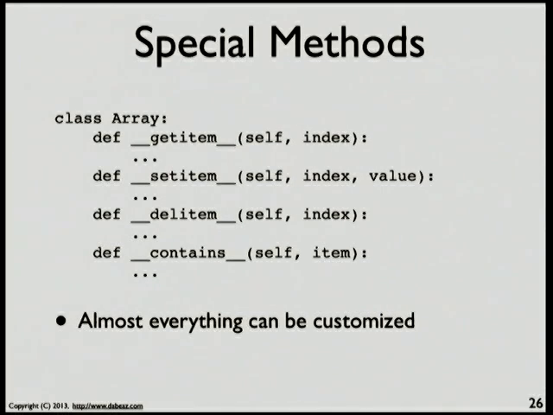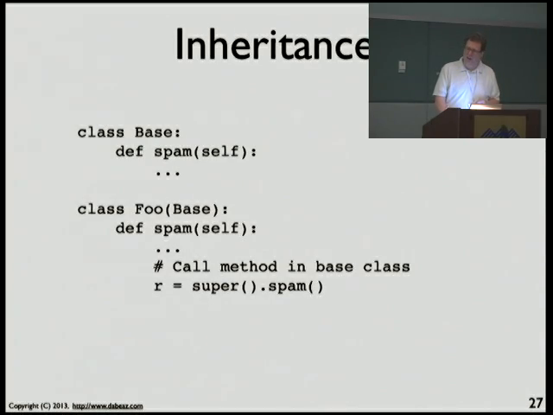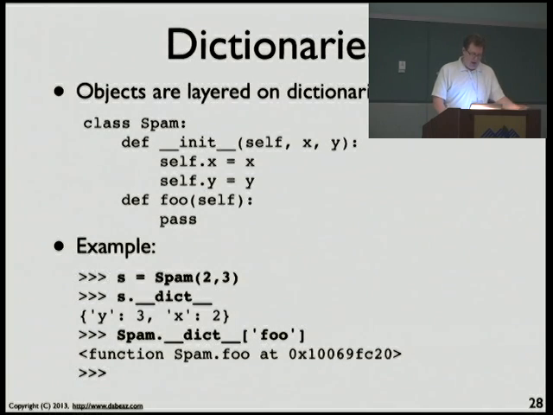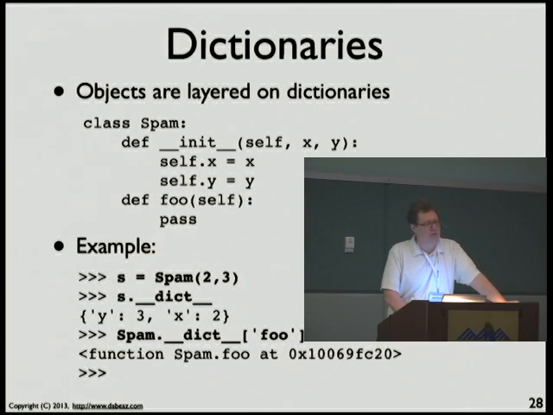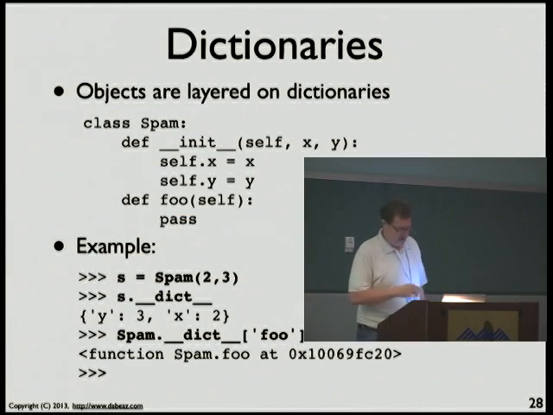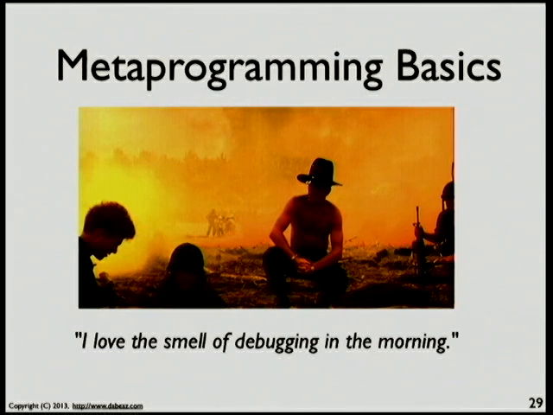Also, special methods. You can customize almost every part of Python using some kind of special method like getitem or getattribute and so forth. And then inheritance with classes. You can basically take a class, inherit from it, and then customize it. Make some changes to it. And then last but not least, I hope that you know that the Python object system is layered heavily on top of dictionaries. When you make an instance, that's essentially a dictionary sitting underneath the covers, and you're manipulating that. So that is the basics that I hope you know coming in here. If not, I'll just have to apologize for what's going to come.